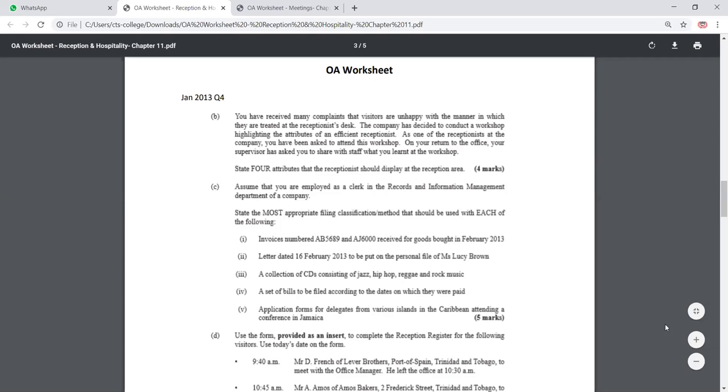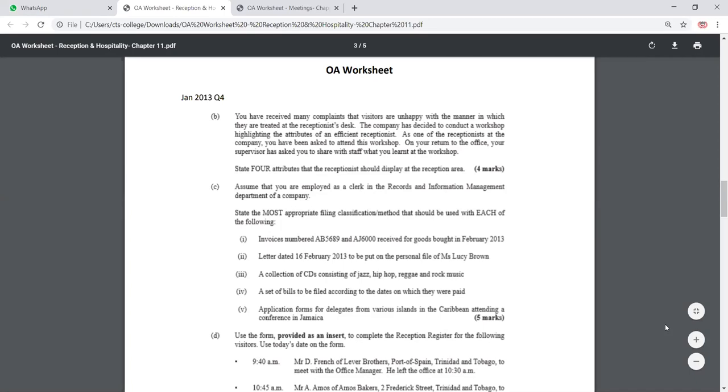Oh, okay. Hi guys, you're back? Looking good. Now, let's take a look at the question here. After you read the paragraph on the top, it's asking you to state 4 attributes that a receptionist should display at the reception area. So the question is basically, what are the attributes of a receptionist?